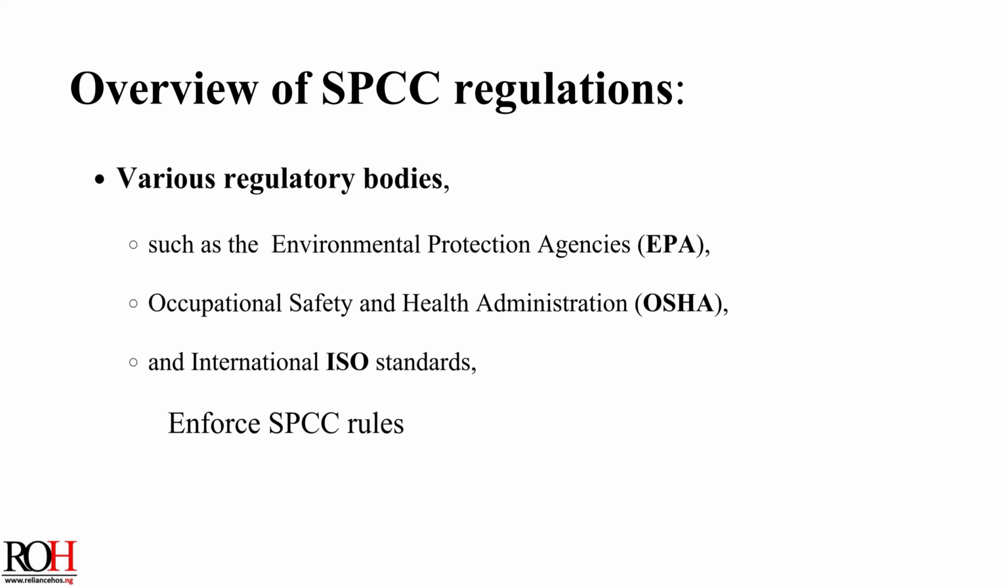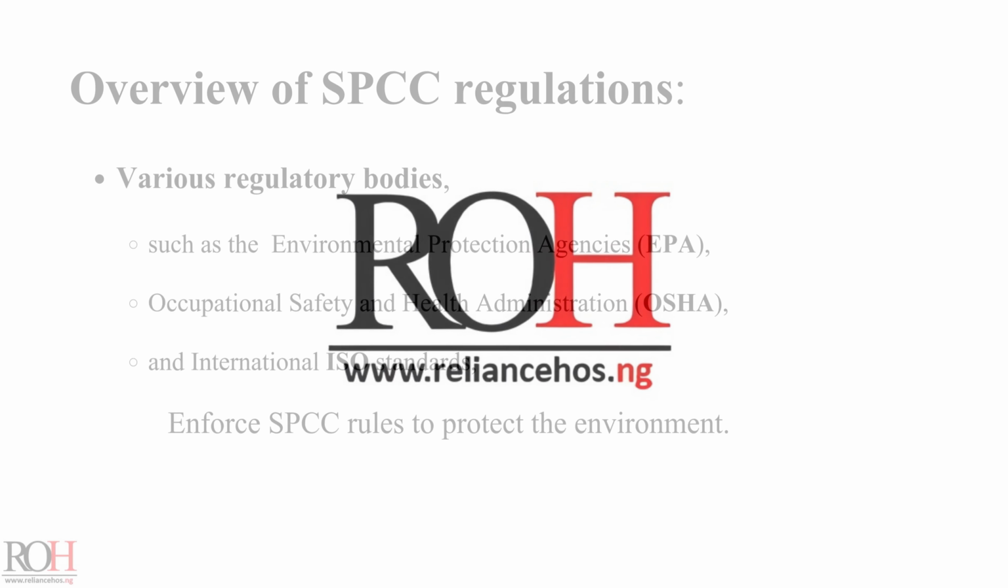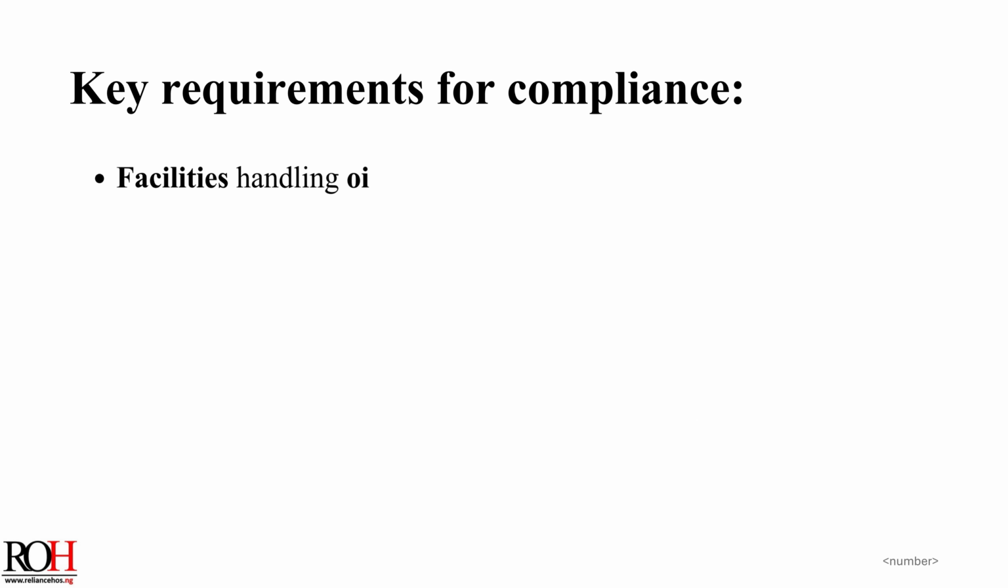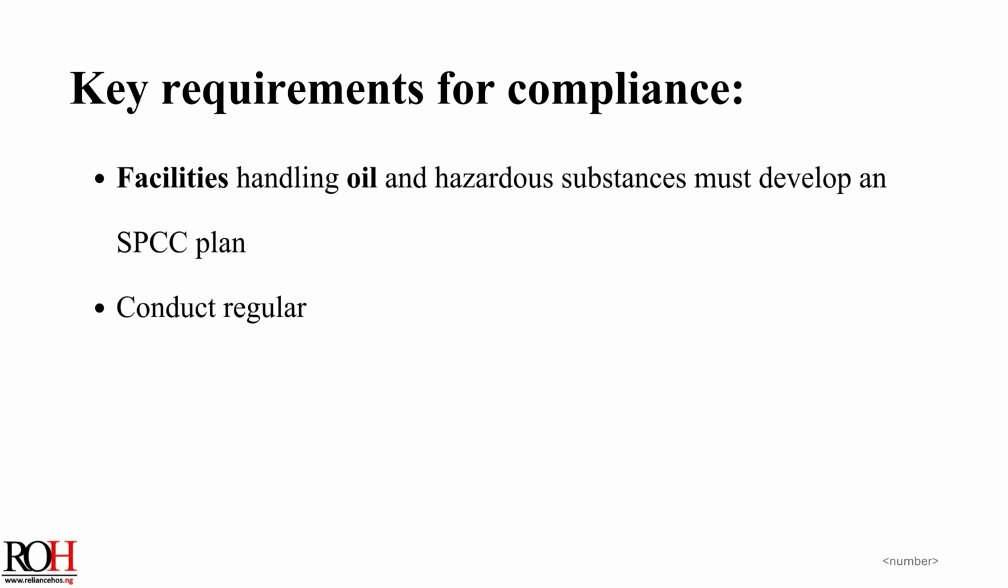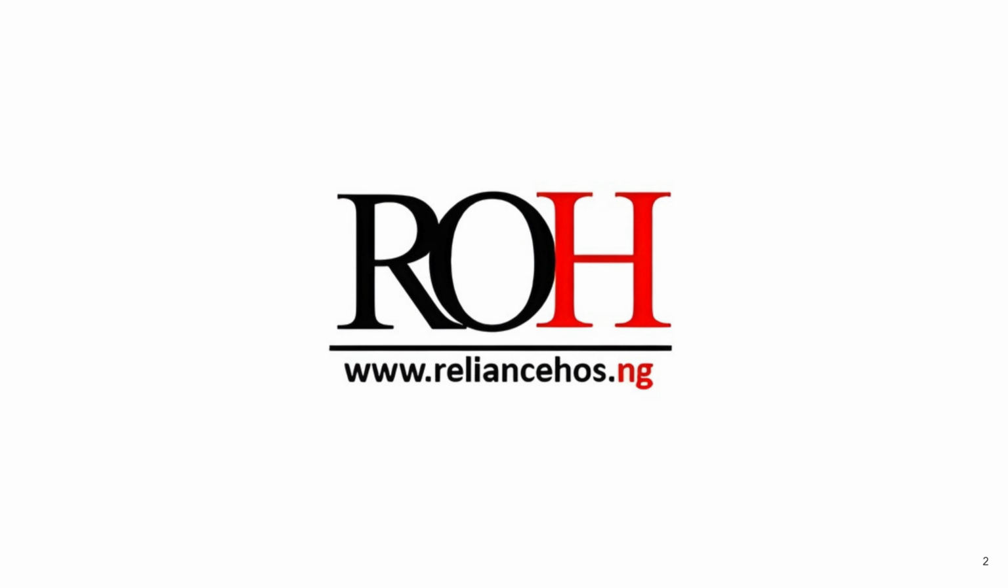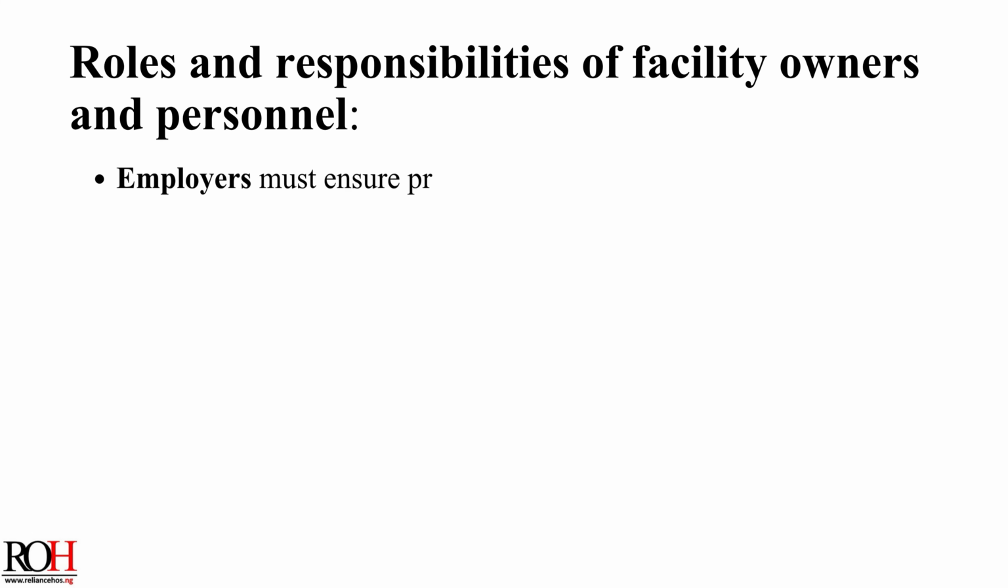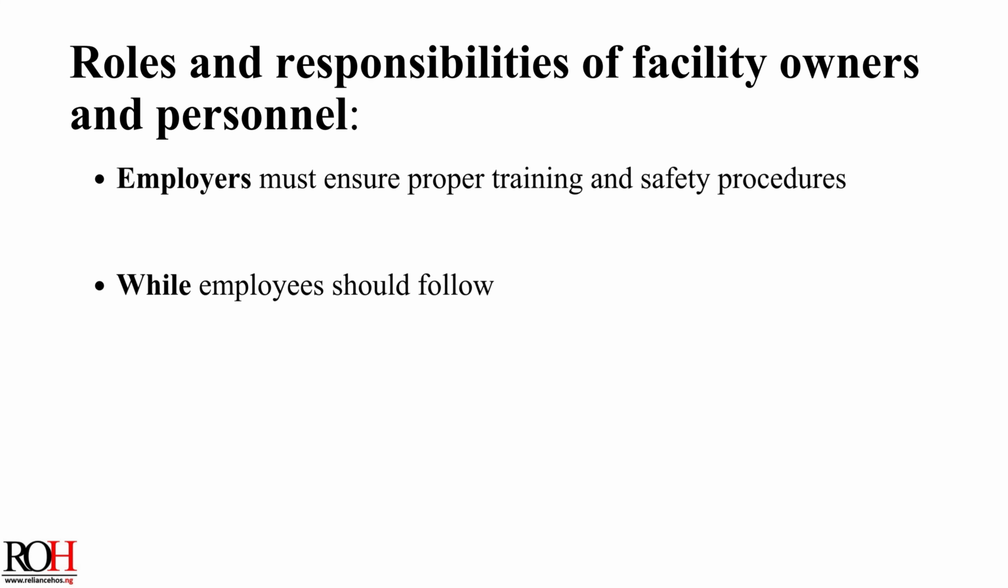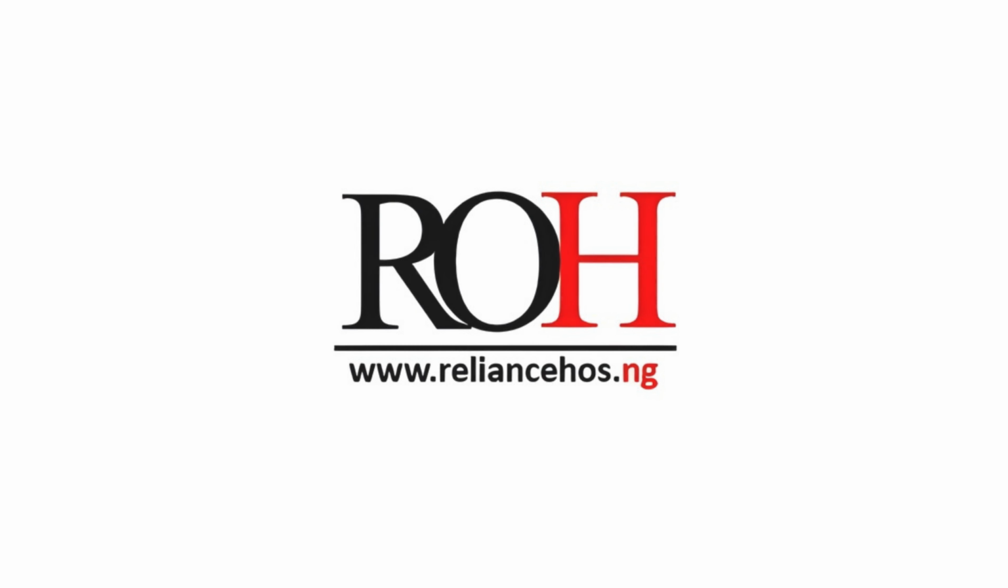Key requirements for compliance. Facilities handling oil and hazardous substances must develop an SPCC plan, conduct regular inspections, and implement spill prevention measures. Roles and responsibilities of facility owners and personnel. Employers must ensure proper training and safety procedures, while employees should follow established protocols to prevent spills.